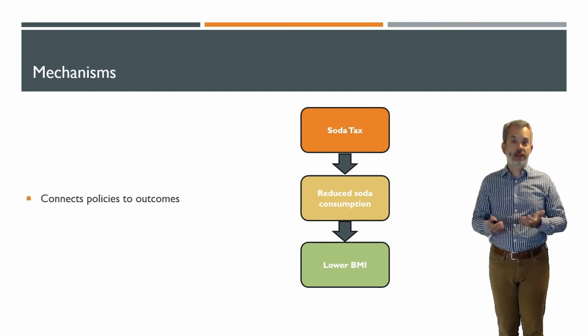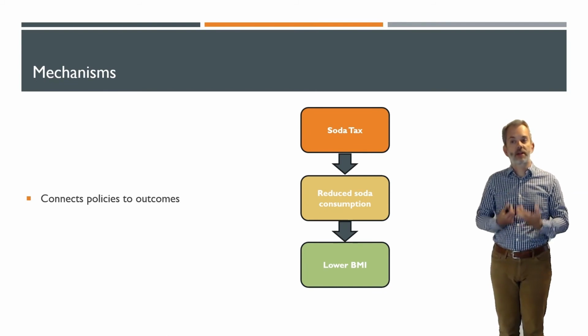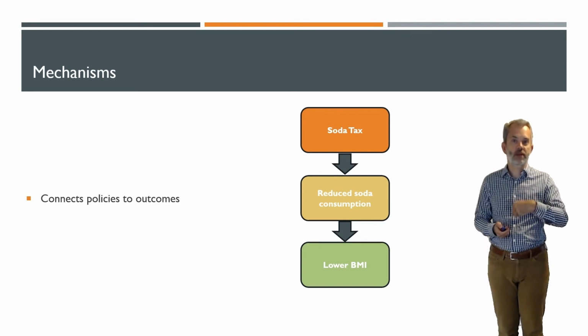And we then relate that to a lower BMI. Here we're thinking about a biological model that says, well, if I'm reducing calories consumed of soft drinks, I should end up with a lower body weight.